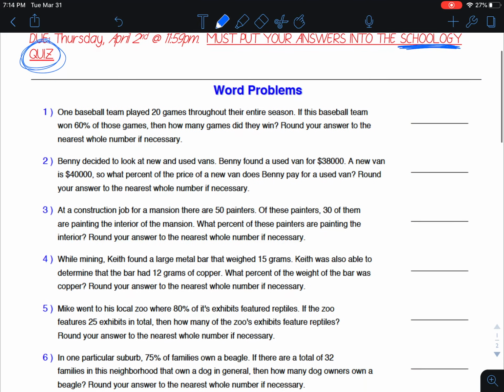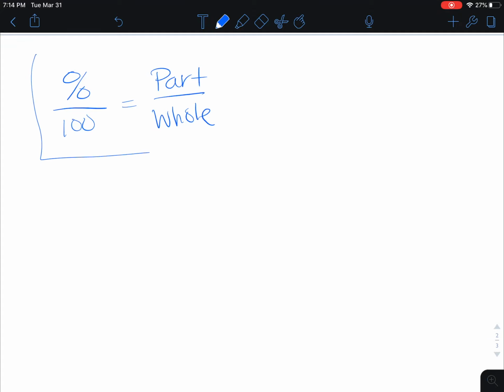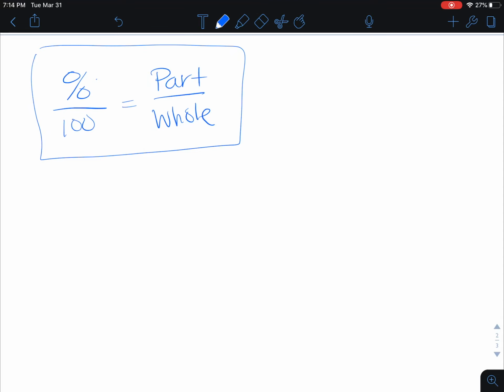Now, this assignment we've done 3 different types. Remember when we talk about percent problems, we have our percent over 100, and that equals your part over the whole. All right. So this is the basic setup for all of our percent problems. Now each of these problems is going to be a different type of problem. So you have to know where to put the X, whether the X has to go up here if you're finding the percent, if you're finding the part, or if you're finding the whole. So you have to know which one that you're trying to find.